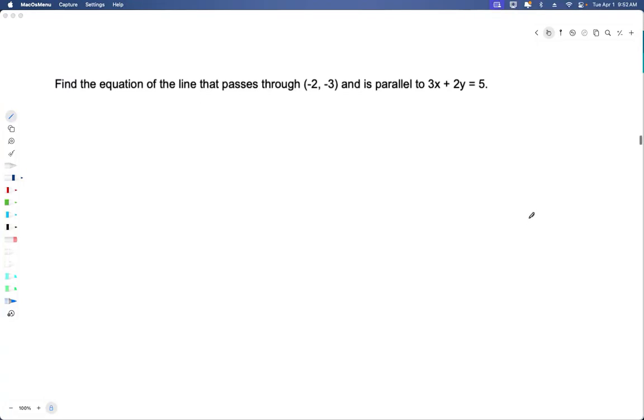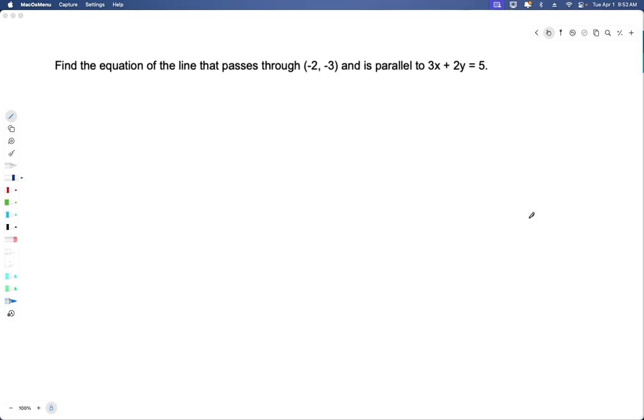So let's look at lesson 107, 108, I believe it is. First, we're going to find the equation of the line that passes through this point, and it's parallel to this one. So first, we have to find the slope because our format is going to be y is equal to mx plus b. So we have to find the slope m first, and we'll do that by setting this back up so it's in this format.